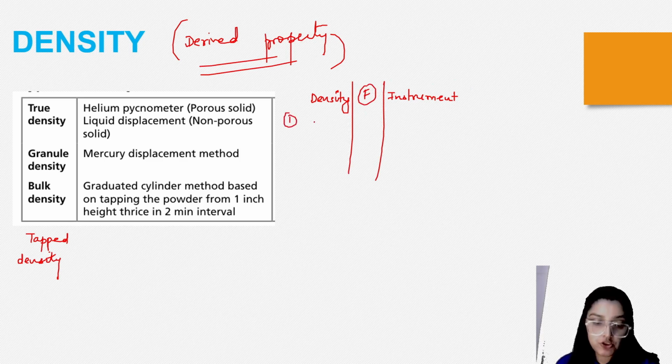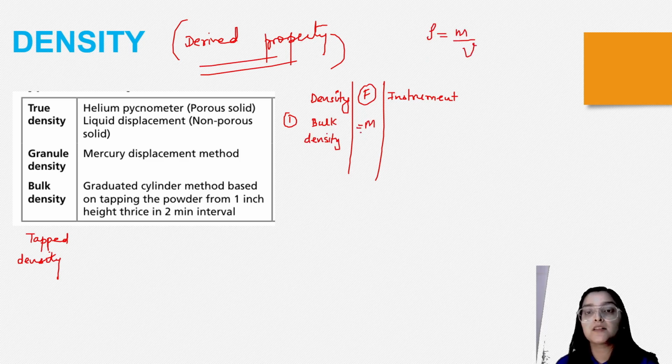Suppose first is your bulk density. Density in general means mass upon volume. So here it will be mass upon VB. VB is the bulk volume, right? You have already known about the bulk volume: the volume of powder that is poured into any container or beaker, which includes these voids, spaces, everything. That can be measured by the bulk density apparatus.